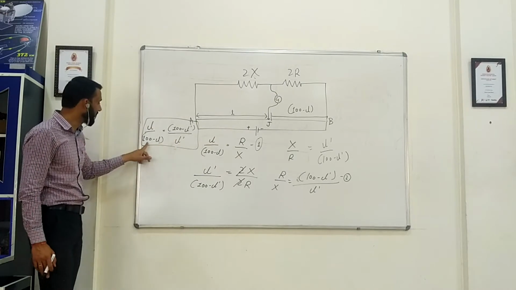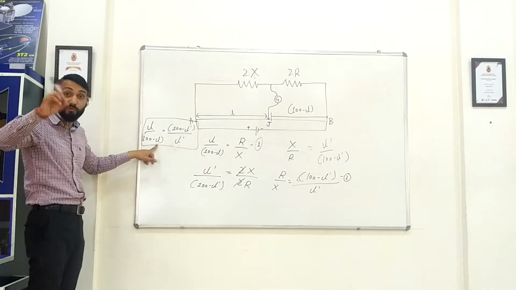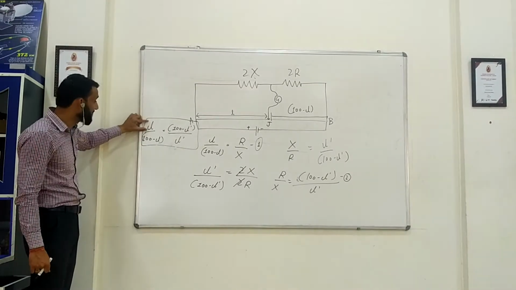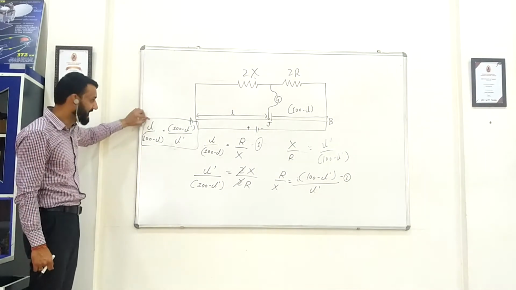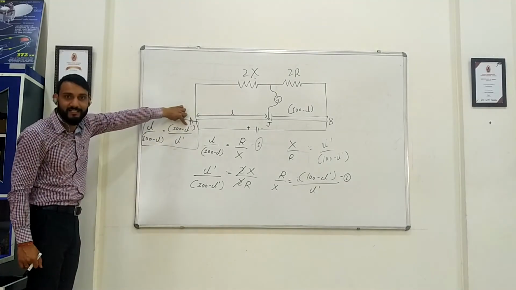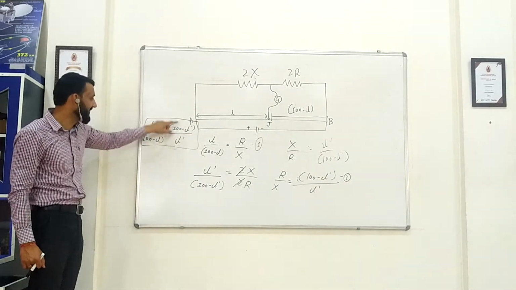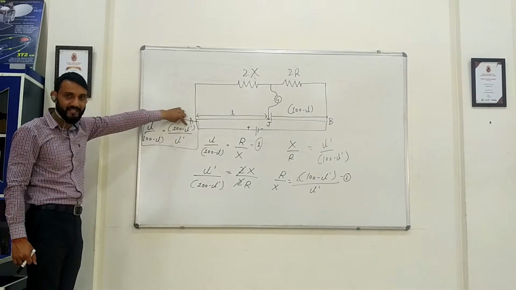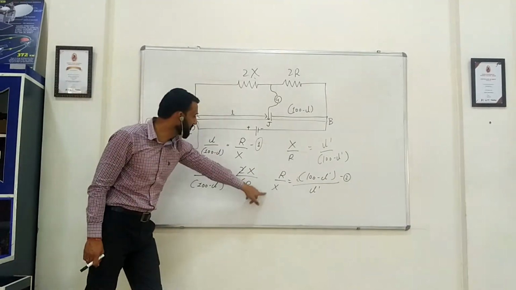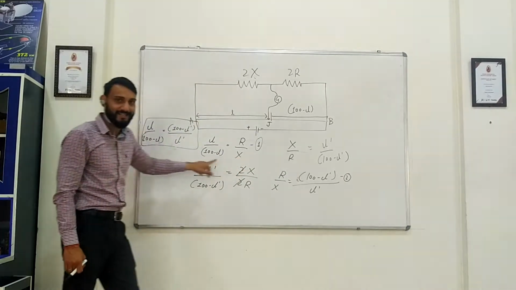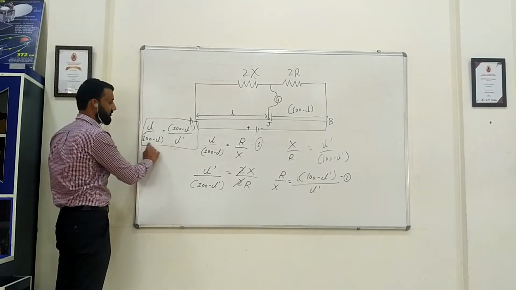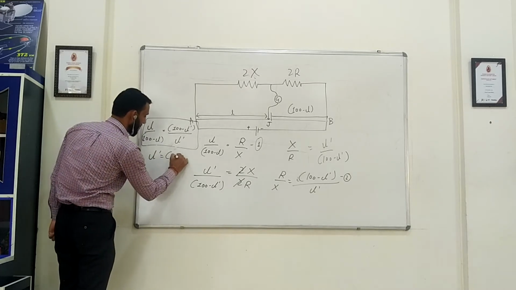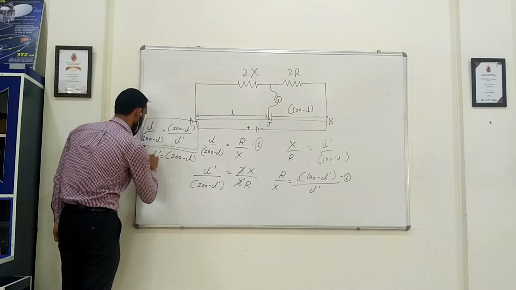L dash will be equal to 100 minus L. Why? Because the previous balancing length L is equal to 100 minus L dash, the remaining part of L dash. So if these two equations need to be equal, 100 minus L has to be equal to L dash. So the new balancing length L dash has to be equal to 100 minus L. So this is the first part.